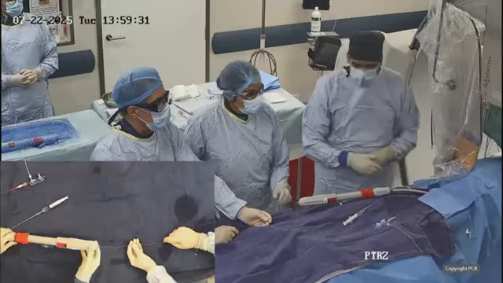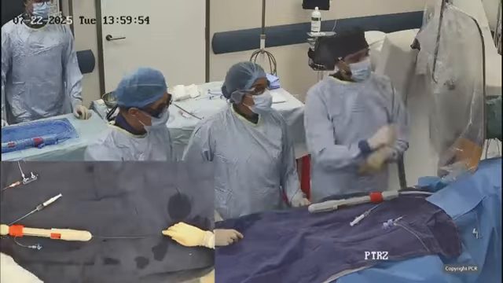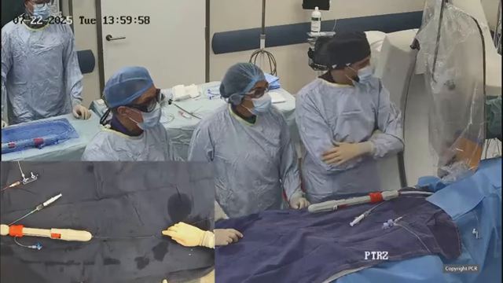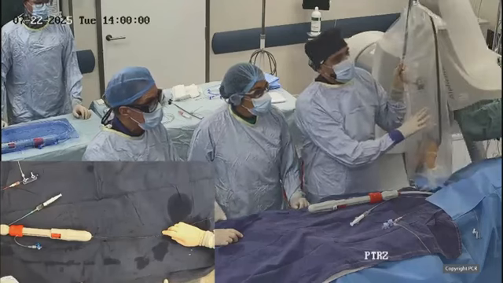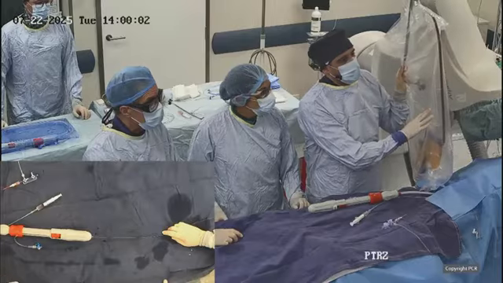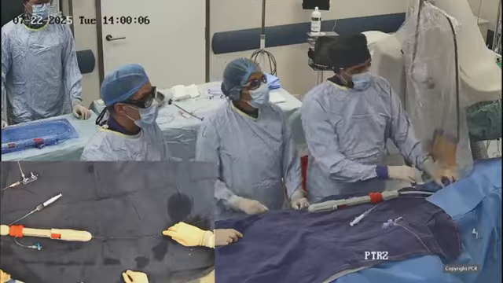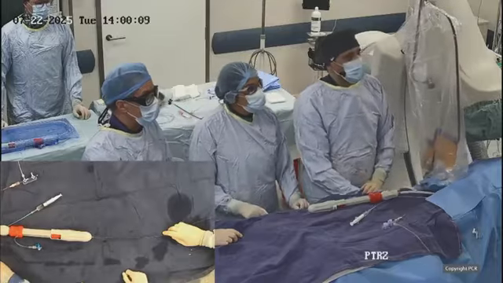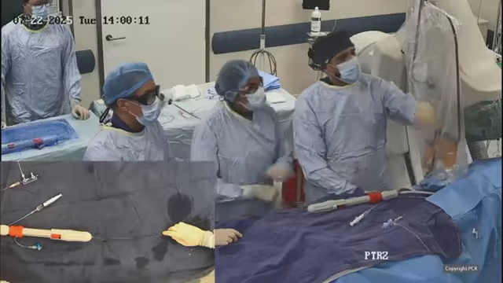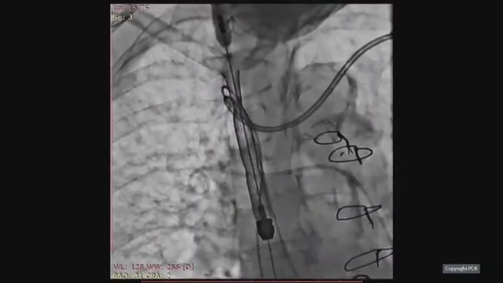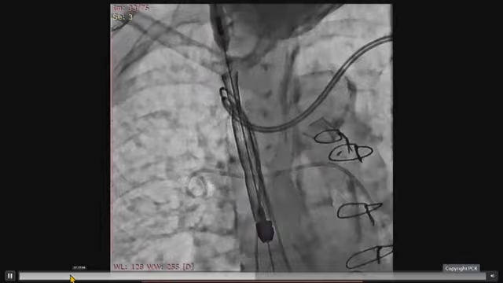Let's take a look here. Slowly pull out. Good. That's perfect. Let's record it, and you can see now we are with the device at the top of the pulmonary artery where our pigtail is. So we are perfect to start the release. So you can see that.